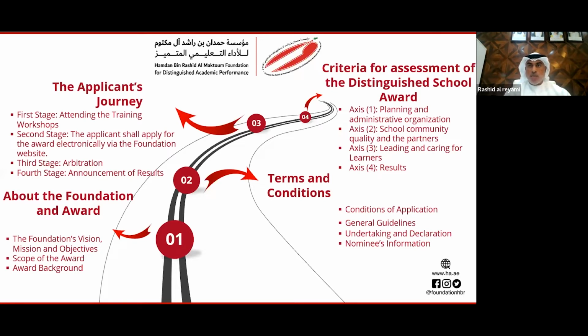The most important thing we have to understand is that we have 4 criteria. The first one is planning and administration organization, the second is the school community and quality of partners, the third is leading and caring for the learners, and the last, the fourth, is the results.